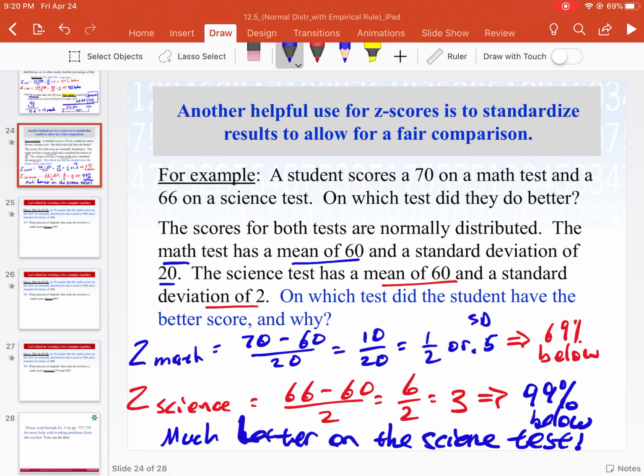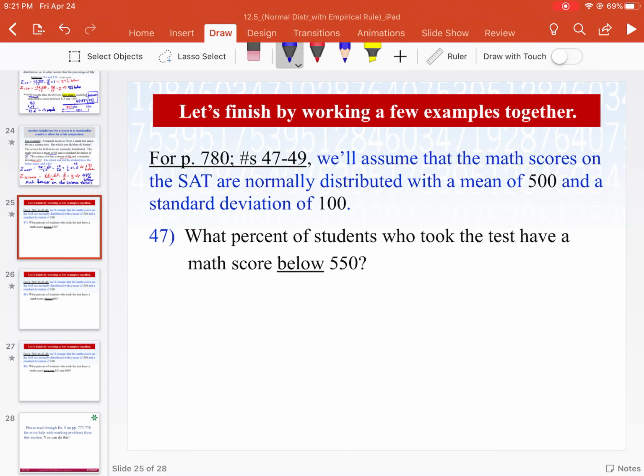You only did better than 69% on the math test. Or you did better than 69% of the people. You didn't get a 69 on the test. You did better than 69% of the people. On the science test, you didn't get a 99. You scored higher than 99% of the people. We still don't know exactly how many points it's out of, but you did better on the science test, for sure. Okay?